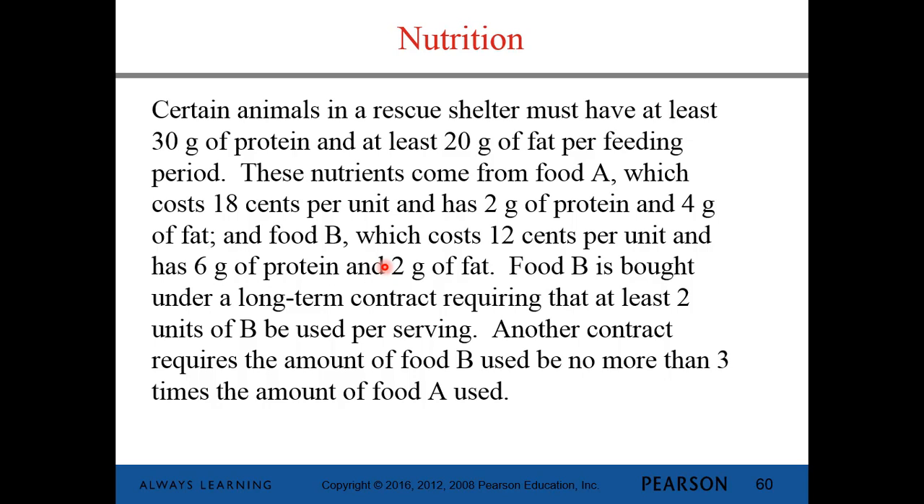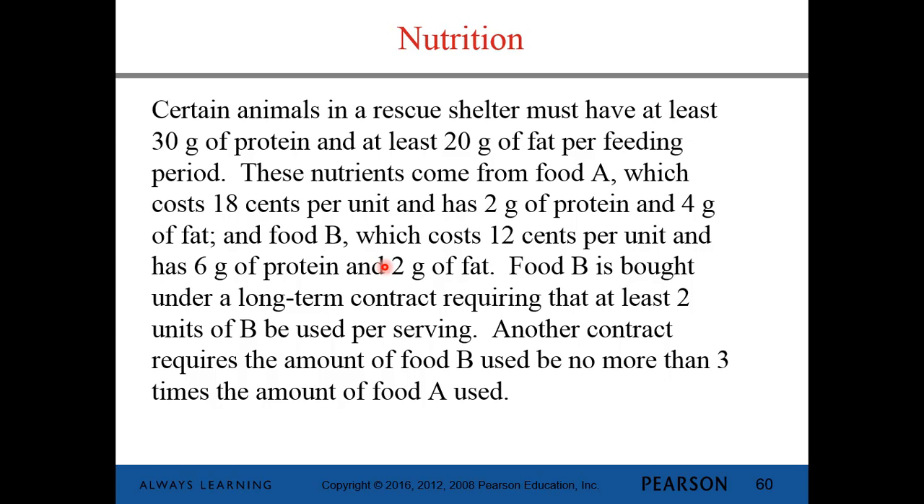Okay, and then the final example is we want to talk about rescue shelters, and we're talking about feeding animals. It says certain animals in a rescue shelter must have at least 30 grams of protein and at least 20 grams of fat per feeding. These nutrients come from food A, which is 18 cents per unit as far as cost, and has 2 grams of protein and 4 grams of fat per unit. And food B, which costs 12 cents per unit, has 6 grams of protein and 2 grams of fat.